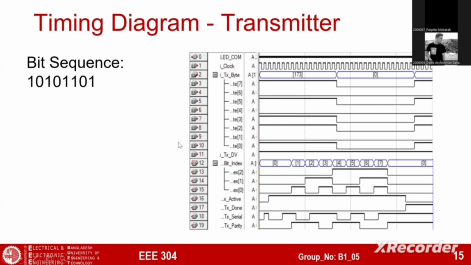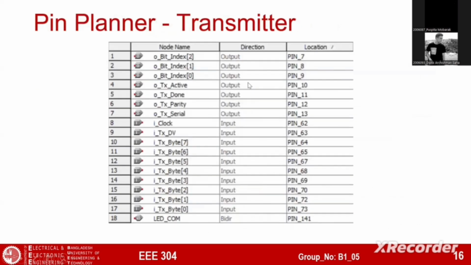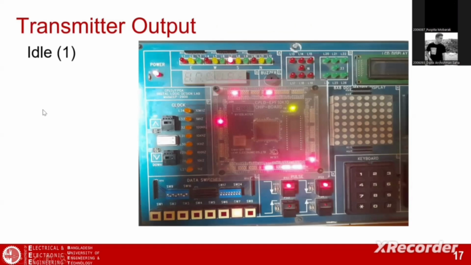Now let me show the pin planner. Here we can see that 7, 8, 9 are showing the bit index, and then 10, 11, 12, 30 mean active, done, parity, and serial. Let me explain it case by case later in the output. So for the idle case, we have seen that the serial bit is 1. So here the L7 is lit up.